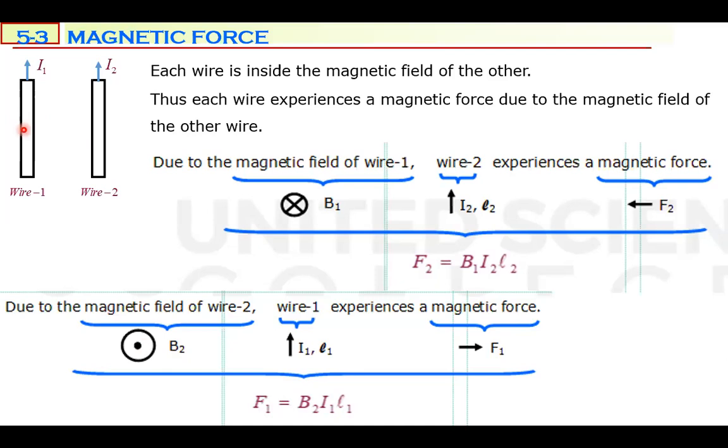This magnetic field out of the page here and the current of wire 1, which is I1, up to the plane of the page, and length L1. These three quantities again interact and form a force to the right. If you use your right hand, you can find it. B2 multiplied by I1 multiplied by L1 is equal to F1. So F1 is because of magnetic field B2, electric current I1, and length L1.